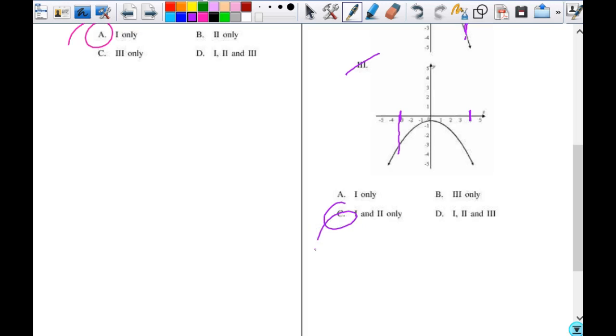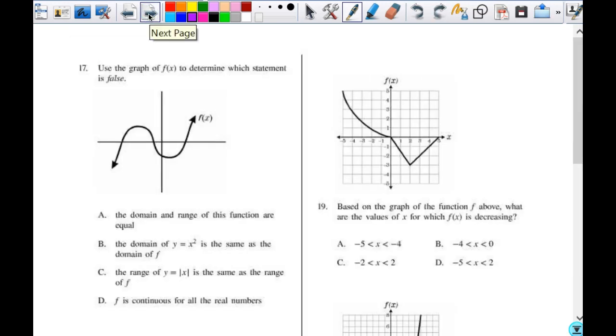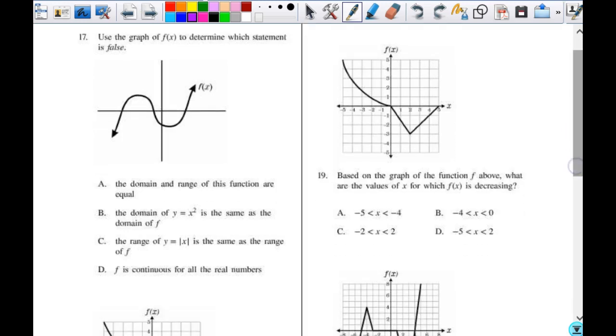All right, number 17. Let's use the graph of f of x to determine which statement is false. So I'm looking at which one is false. The domain and range of this function are equal. All right, so my domain is from negative infinity to infinity, my range from negative infinity to infinity. So that one's true, which means it's not my answer.